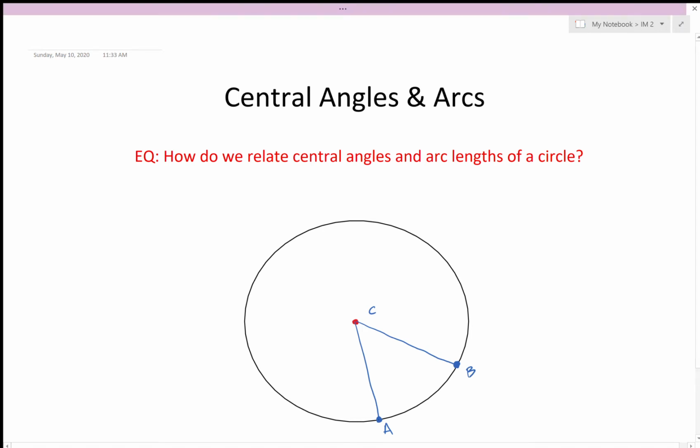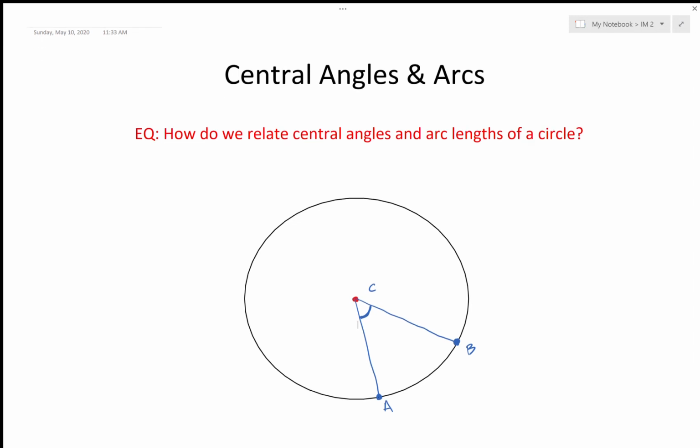So what we've created here is an angle in between. And this is called a central angle because that angle is connected to the center of the circle. And we can label this specifically as angle, and I'm going to start with A, it goes to C, and then out to B. So angle ACB is created here.